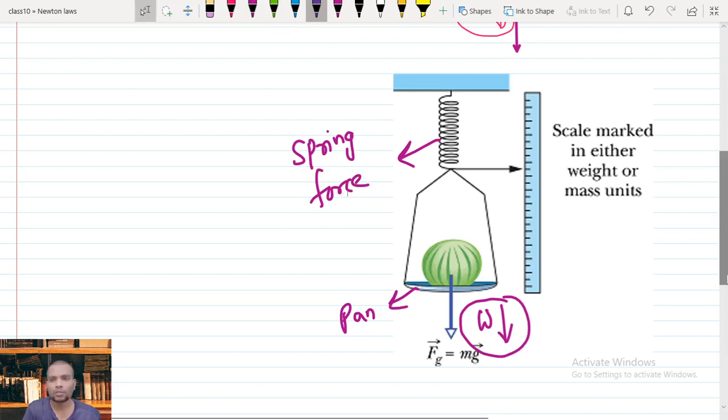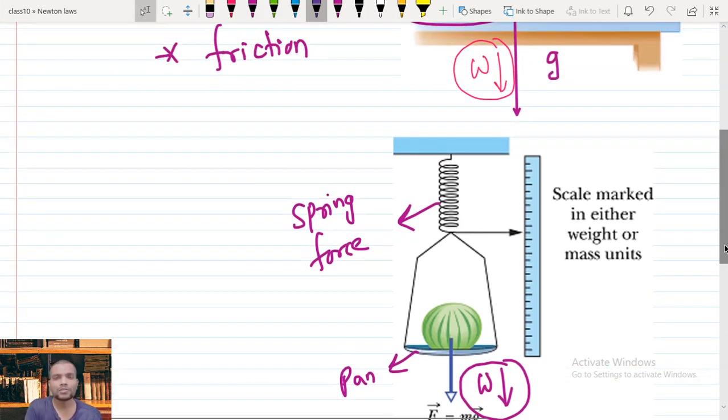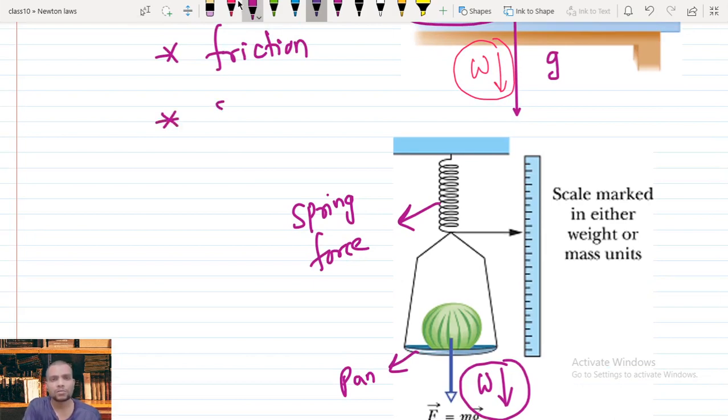I can talk much more about it when the right situation comes. We will talk about it while discussing springs and all. So this is the next force I can take: spring force.